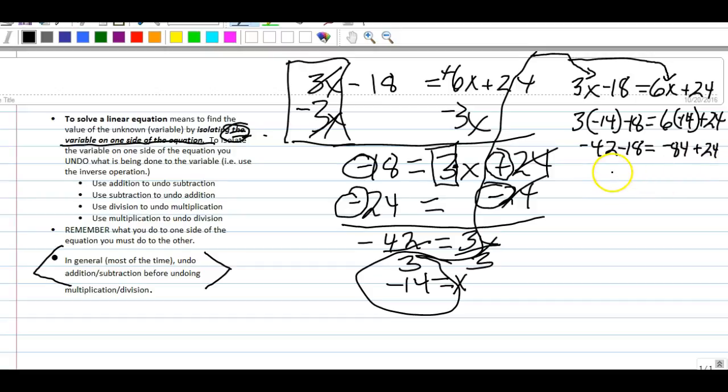And again, once I evaluate or simplify the left and right sides, the left side should be equal to the right side. So I have negative 42 subtract 18. That's going to give me a negative 60. And minus 84 plus 24 is also a negative 60.